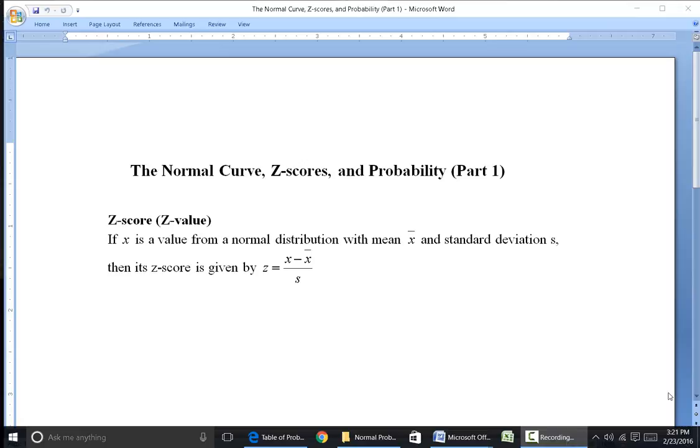So let me first look at what a z-score, a z-value, or a standard score is. Here's the definition. If x is a value from a normal distribution with mean x bar, which represents the average of the distribution, it could be scores from a test or IQ test or whatever, and standard deviation s. Keep in mind that the standard deviation measures the extent to which scores in a distribution deviate from the mean. So the larger the standard deviation, the more spread out the scores are.